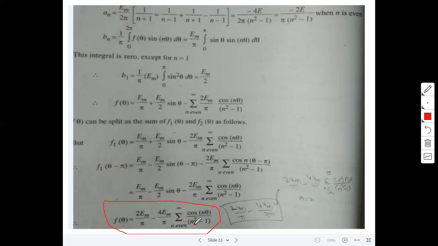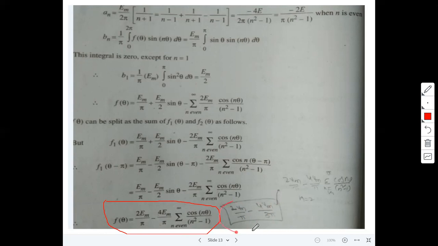Now, if we consider n is equal to 2, we are considering small values of n, neglecting the higher terms. For n is equal to 2, n square minus 1 is equal to 3, that is 3 pi. So 2 Vm by pi minus 4 Vm by 3 pi into cos 2 theta, right? This is the expression.